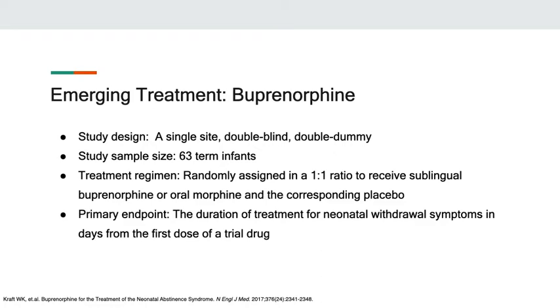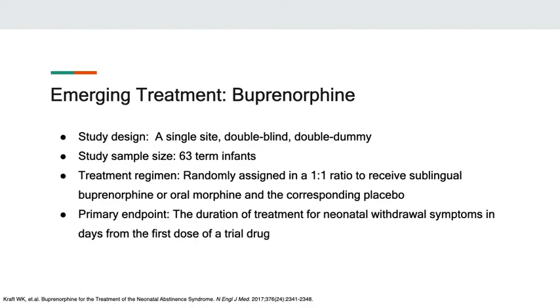The treatment regimen was randomly assigned in a 1-to-1 ratio to receive sublingual buprenorphine versus oral morphine and the corresponding placebos for both of them. The primary endpoint of this trial was the duration of treatment for neonatal withdrawal symptoms in days from the first dose of a trial drug.